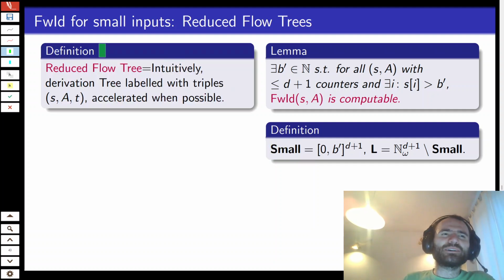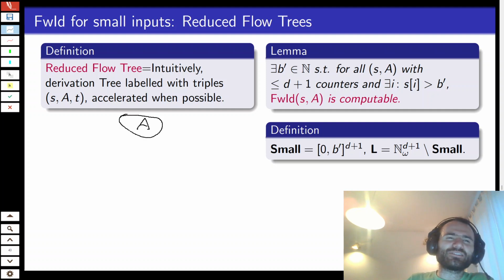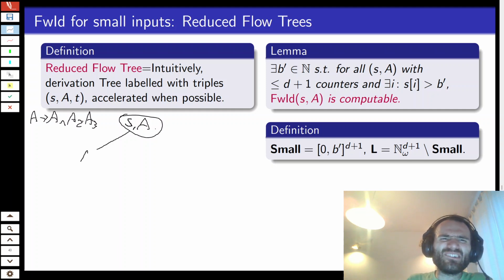And now intuitively what we're going to define are derivation trees that are labeled with triples. So imagine you have a derivation tree A, and then you have a production A goes to A1, A2, A3. Then here you had some input S and some output T. And now when you apply the derivation tree, you would have children A1, A2, A3. And now these are again going to be labeled with some vectors.